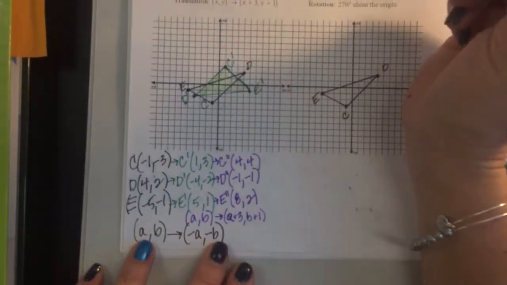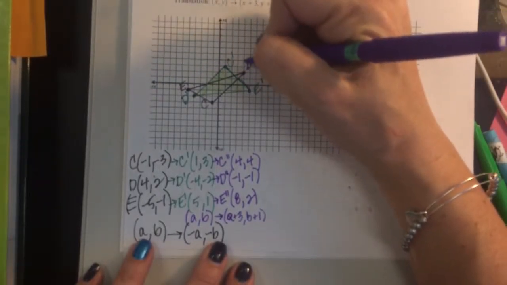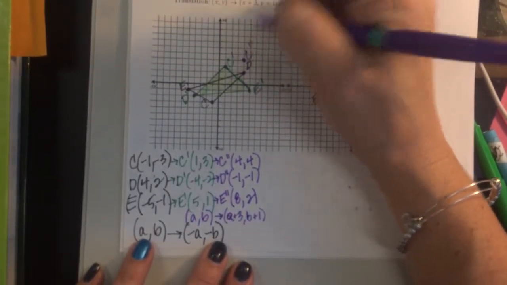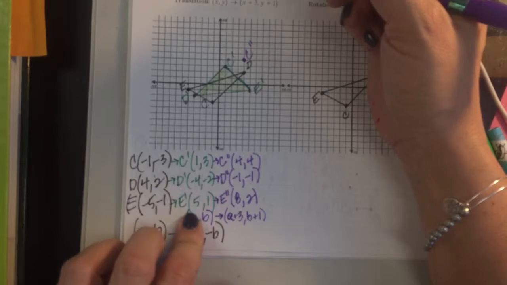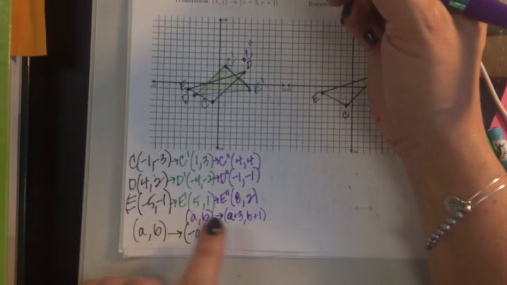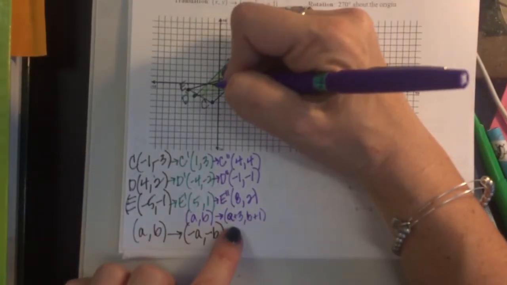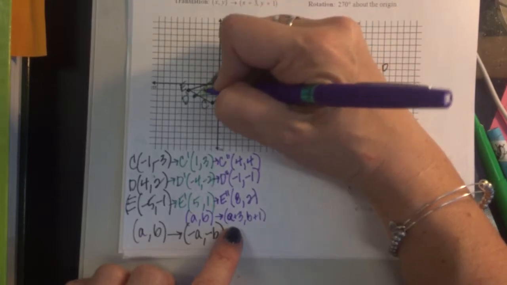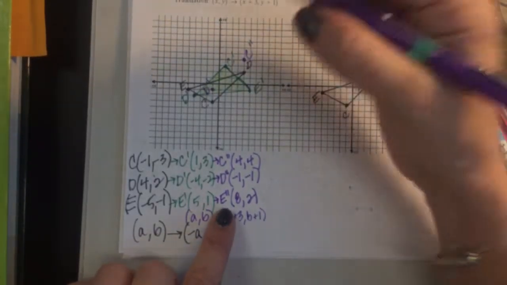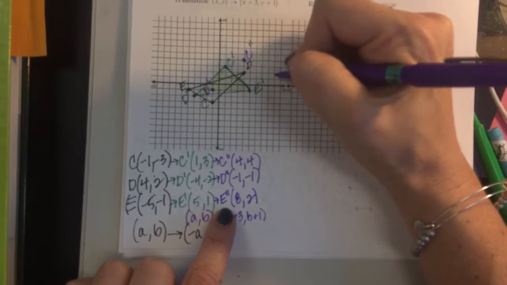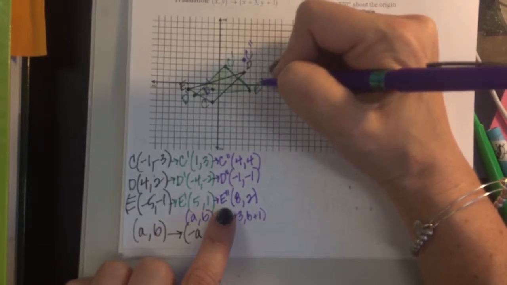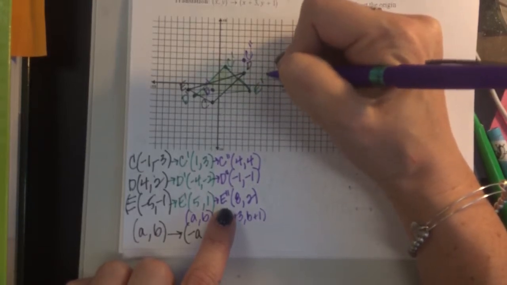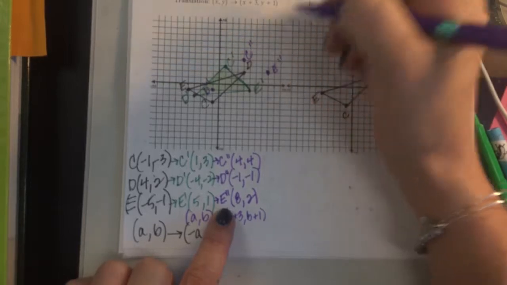Now I'm going to go plot them. 4, 4. C double prime. So I went from the green now into the purple. Negative 1, negative 1. D double prime. 8. This was at 5, 6, 7, 8. 8 and 2. E double prime.